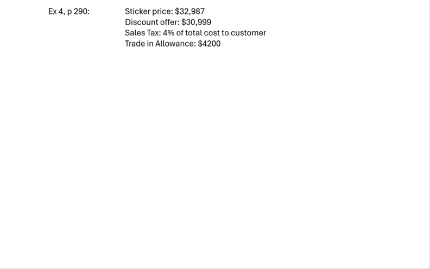So let's go ahead and I'm going to do this problem a little bit differently than they do it in the book. First, I'm going to figure out the tax on the discounted offer. So we're going to take this $30,999 offer, and multiply it not just by 4%, but by 1.04, just to remind you that you can do that to get your total cost of the vehicle, including tax. When I multiply those two numbers together, I get $32,238.96. I think that's a penny off from what your book says, but I'm rounding maybe a little differently. Or I didn't round, that's the number I got, actually.